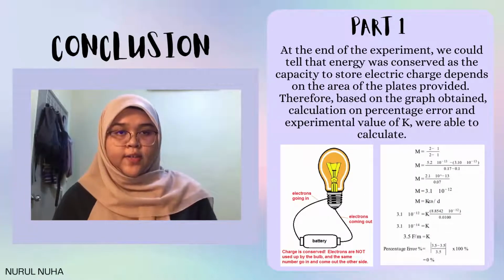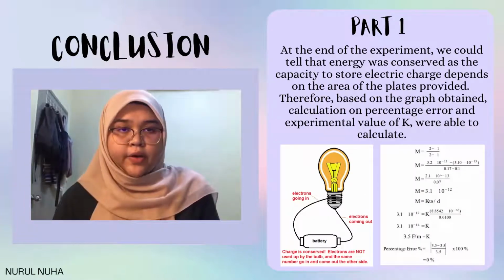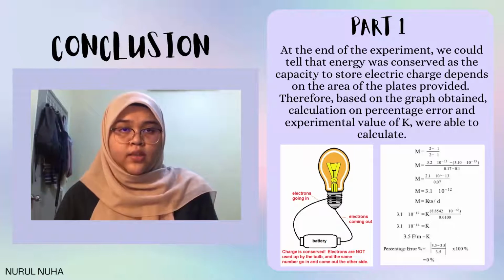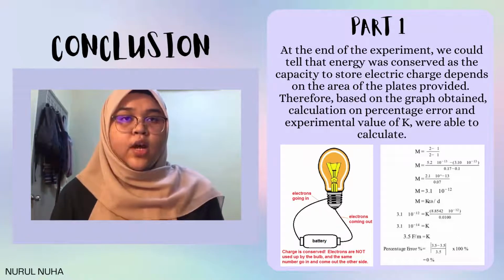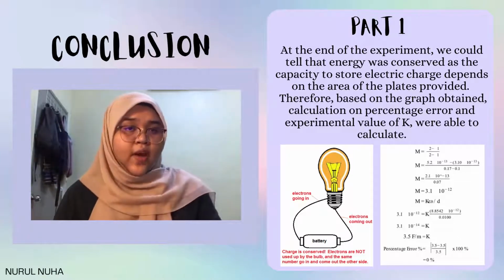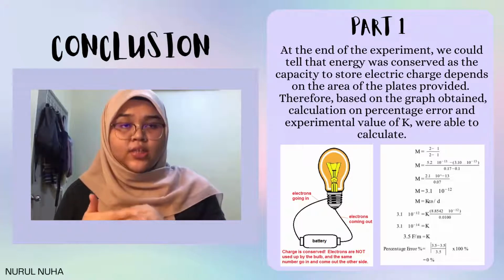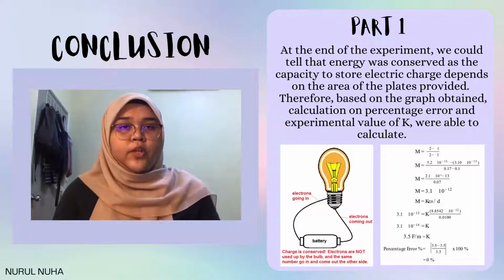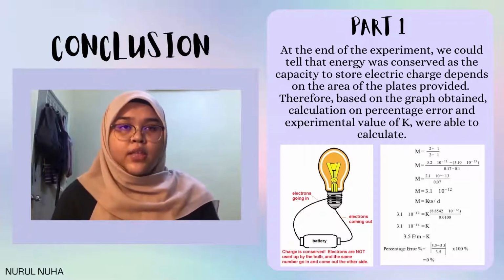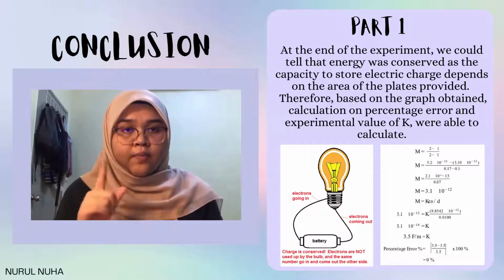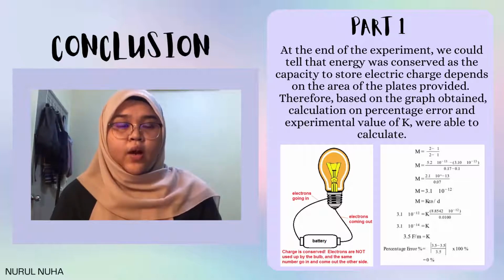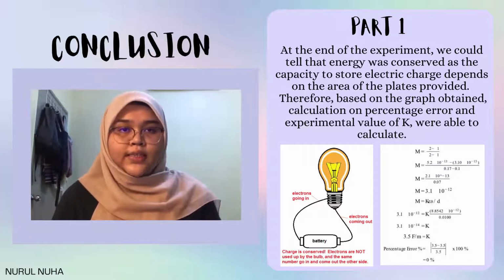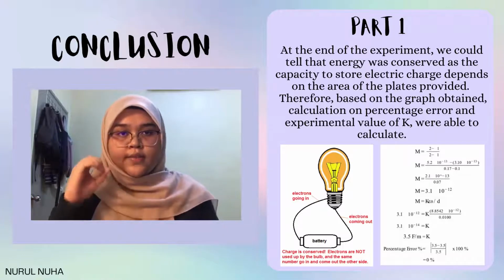To conclude this experiment, on the first part of the experiment, which is the experiment for capacitance, at the end of the experiment we could take that energy was conserved, as the capacity to store electric charge depends on the area of the plates provided. Therefore, based on the graph that we obtained, the calculation, percentage of error, and also the experimental value of K were calculated. The percentage error for both graphs at the end of the experiment was obtained as 0%.